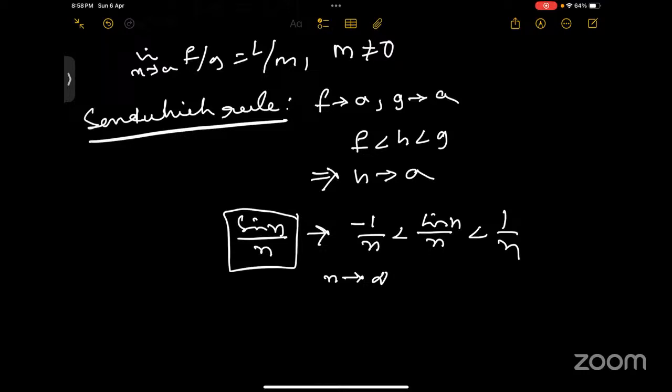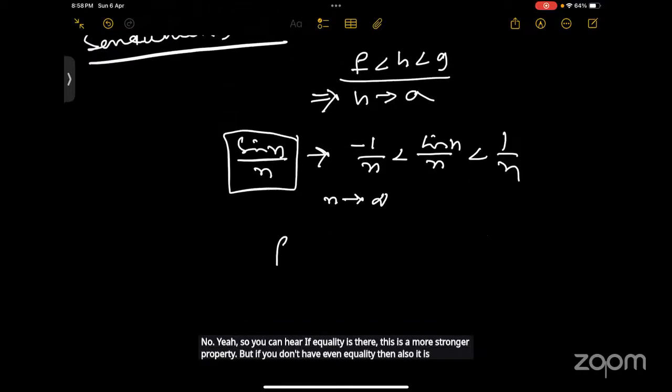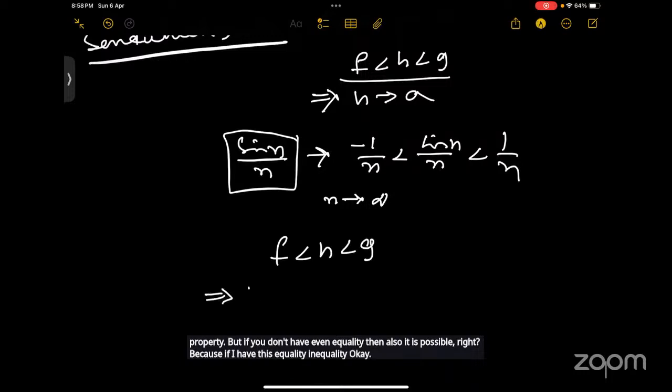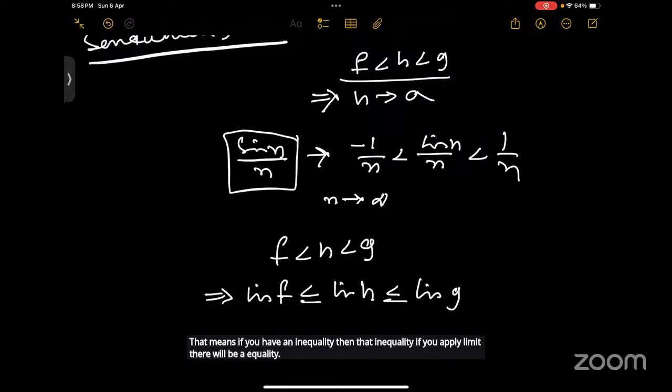Ma'am, do we have equality as well? Yeah, if equality is there, this is a stronger property. But even if you don't have equality, it is also possible, right? Because if I have this inequality, whenever we apply the limit, we will automatically find the equality. That means if you have an inequality and you apply the limit, there will be an equality. Okay, ma'am.